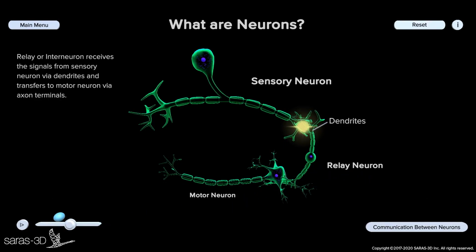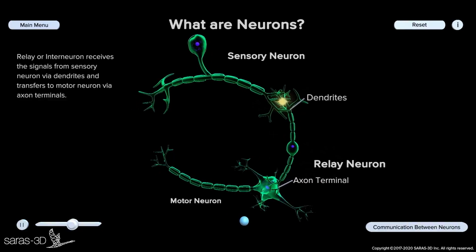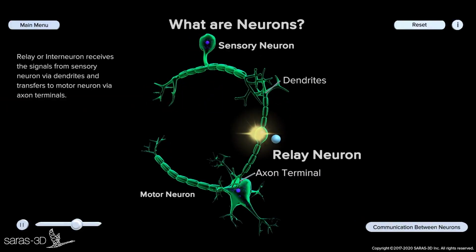So why is it called a relay neuron? It is an intermediate neuron that receives the signal from the sensory neuron and transfers the message to the motor neuron. Hence, it forms the relay arc of the overall mechanism. Once the signal is transmitted, it again gets processed in its cell body and is passed on to the next neuron, which would here be the motor neuron.